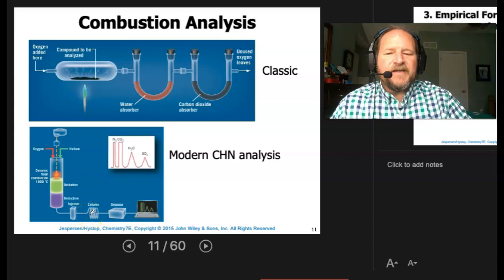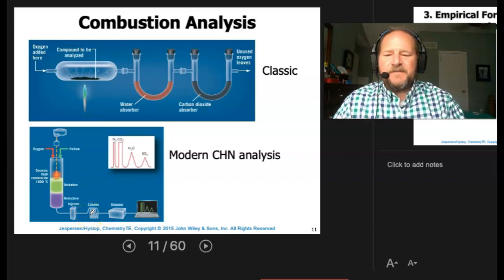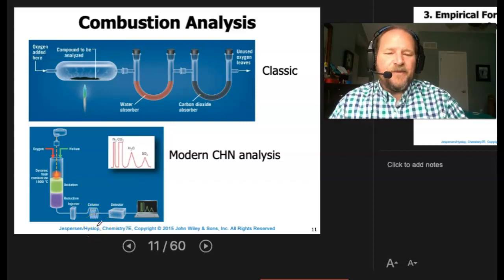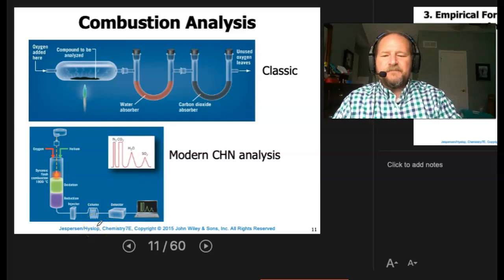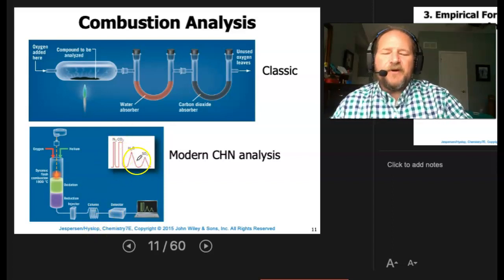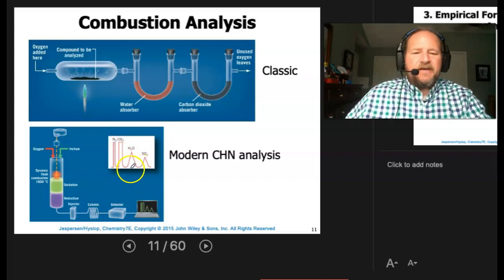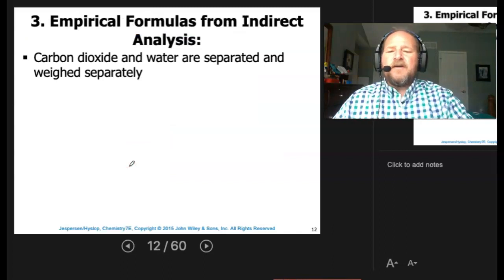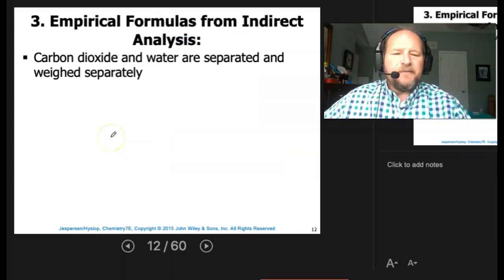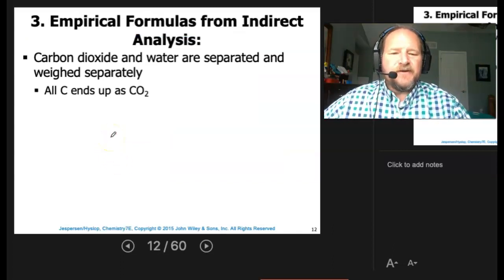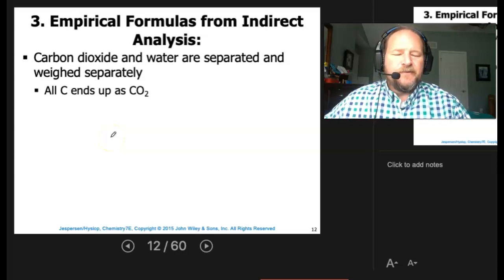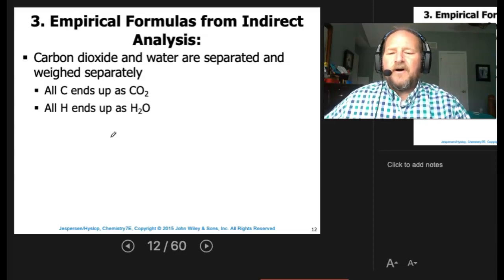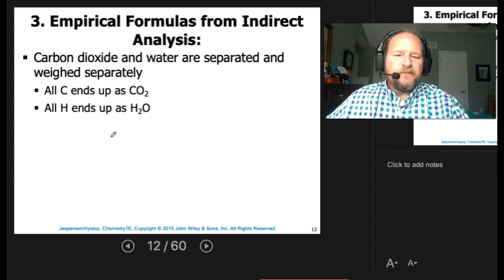The column's going to slow things down so different things come off at different times, and the detector is going to detect them when they come off and then tell us how much is there. Then we'll get a printout, and that printout, based upon what's under the peak, will give us the percentage of what's there. Now carbon dioxide and water are separated and weighed separately, right? So all carbon that went into our system ended up as CO2. That's why it had to be pure oxygen, and that way we force it into complete combustion. All hydrogen is going to end up as H2O.